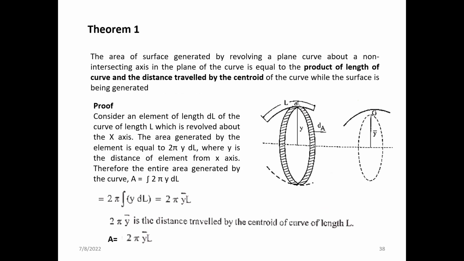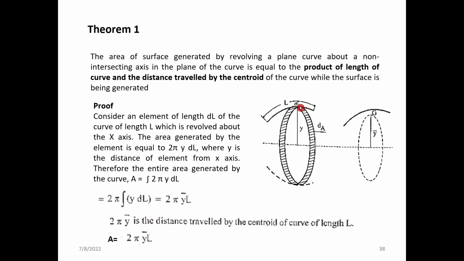So this is the proof of theorem 1. How to find the surface area? The area of a surface generated by revolving a plane curve about a non-intersecting axis. That means that suppose we are considering a horizontal axis, the assumed curve should not intersect the horizontal axis in the plane of the curve. The area is equal to the product of the length of the curve and the distance traveled by the centroid of the curve while the surface is being generated.